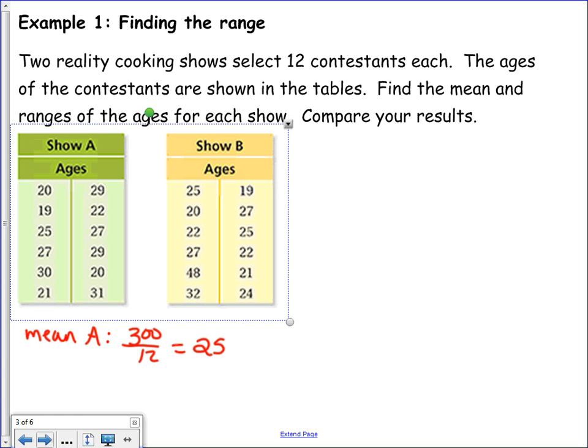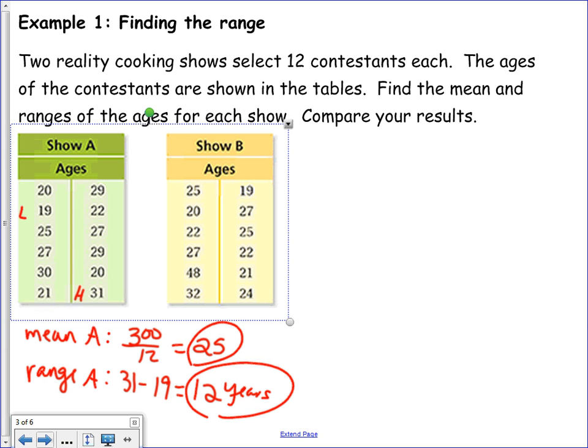Sometimes it's helpful to put the values in order from least to greatest, but you really only need the lowest and the highest value. The lowest value in this case is 19, and the highest value is 31. To find the range of the ages in A, you take 31, the greatest value, subtract 19, the lowest value, and we get 12. So the mean is 25 and the range is 12, and all this data is in years.